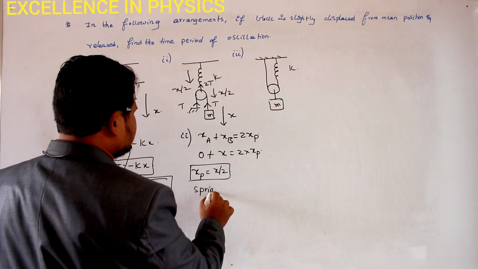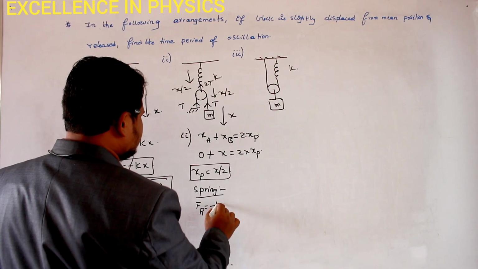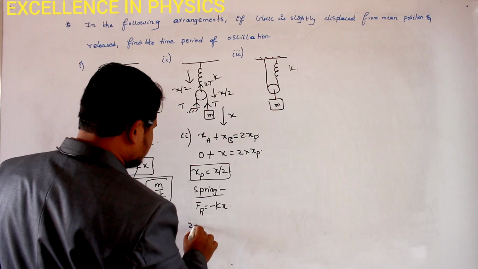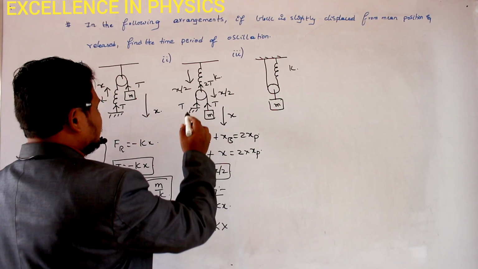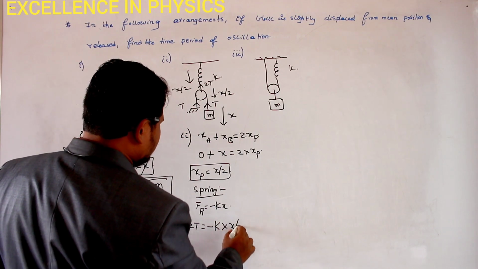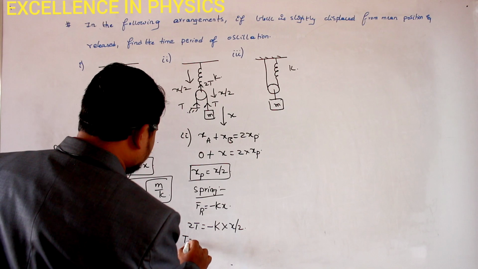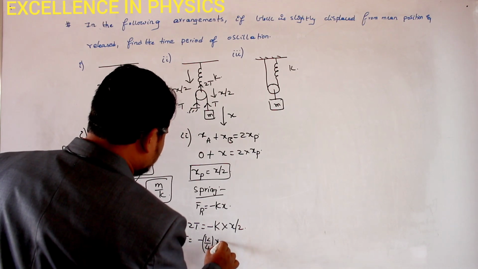How can I write the equation for the spring? I will write the restoring force is equal to minus k into x. So here what is the restoring force? Restoring force is 2T. The spring constant is k. And what is the elongation? Elongation is only x divided by 2. So from this equation I can write T is equal to minus k by 4 into x. I can write like this.